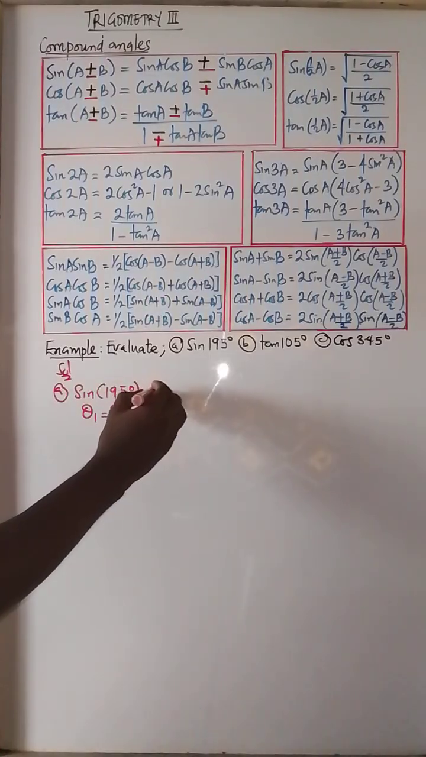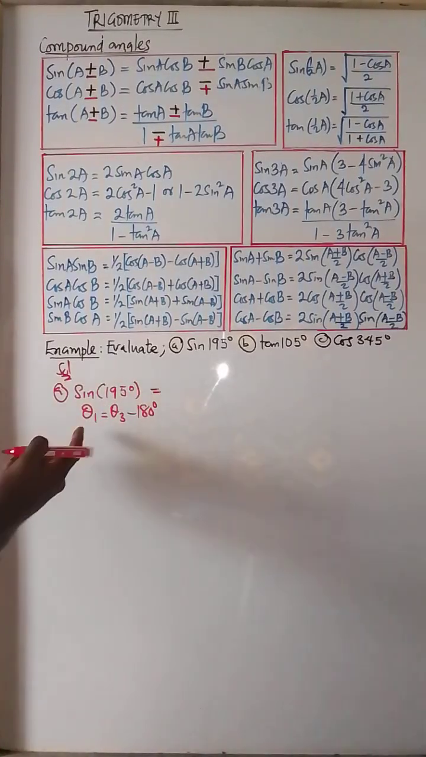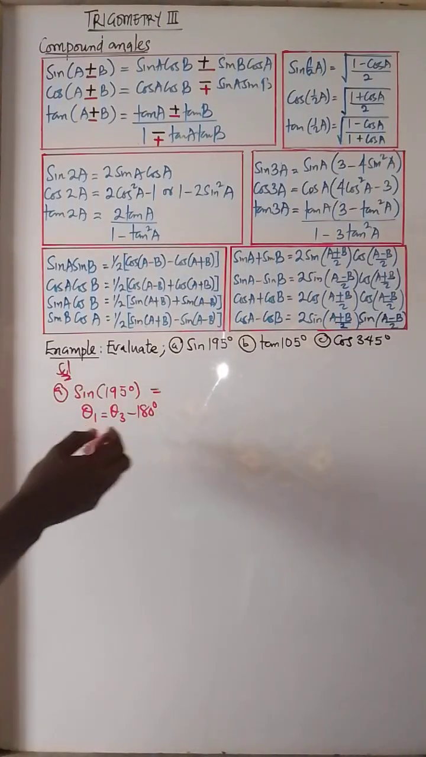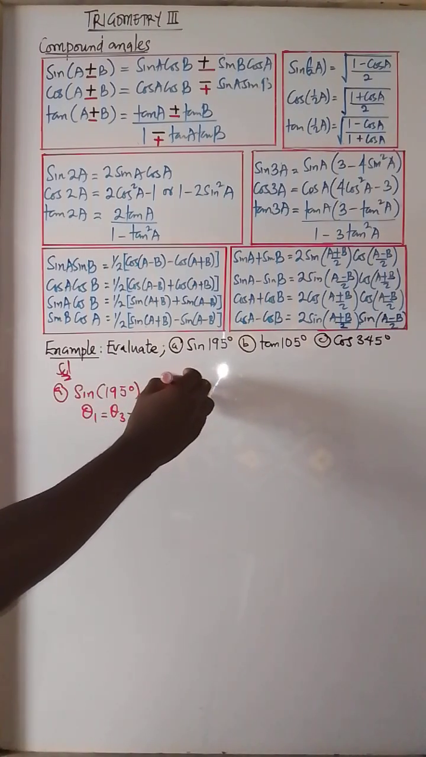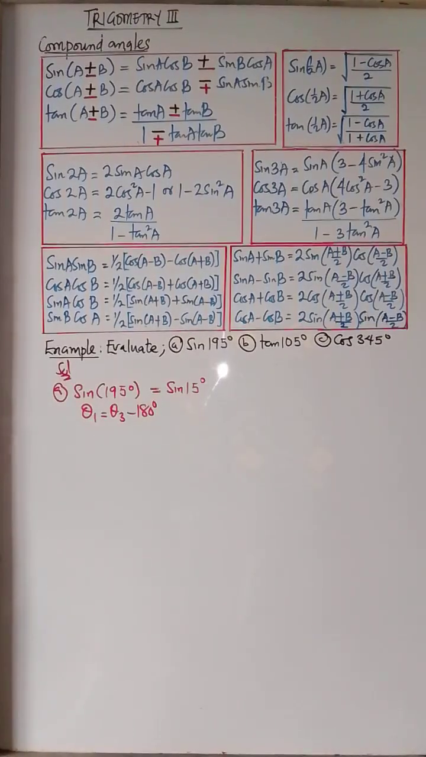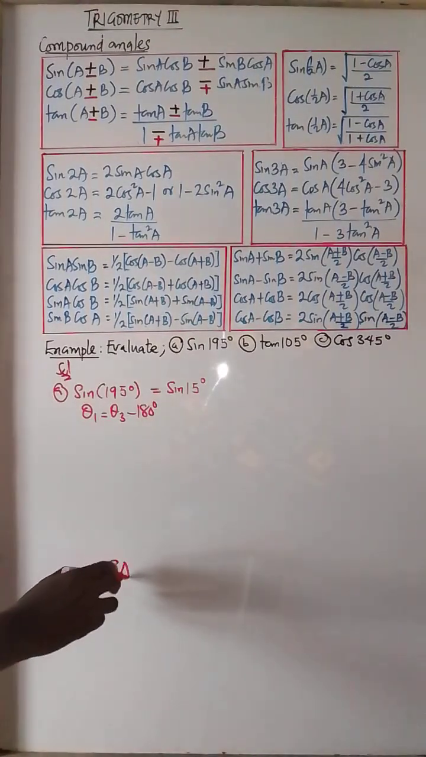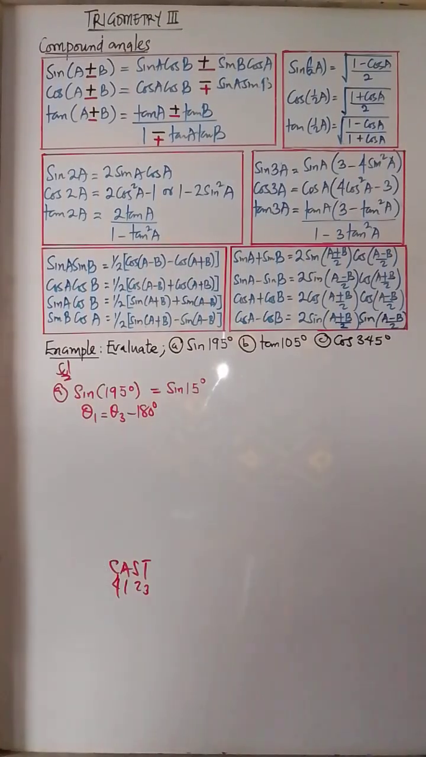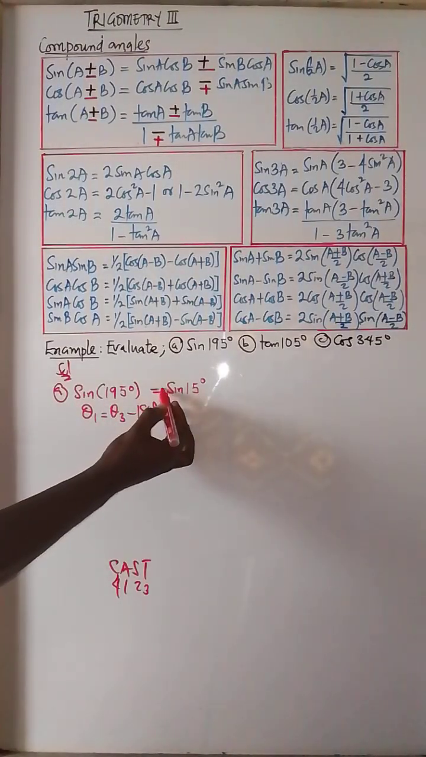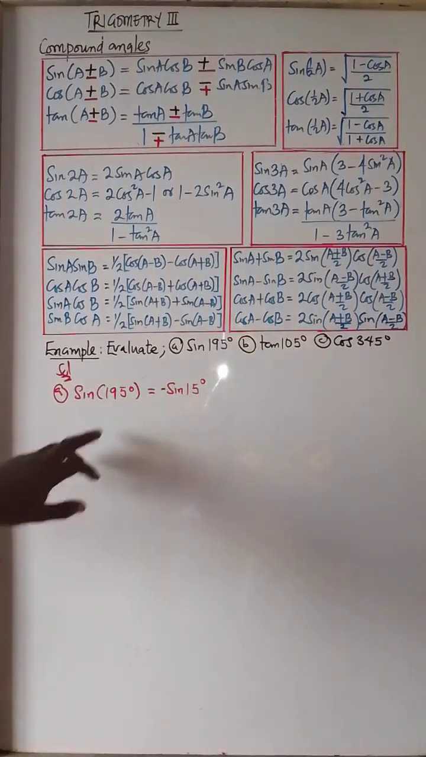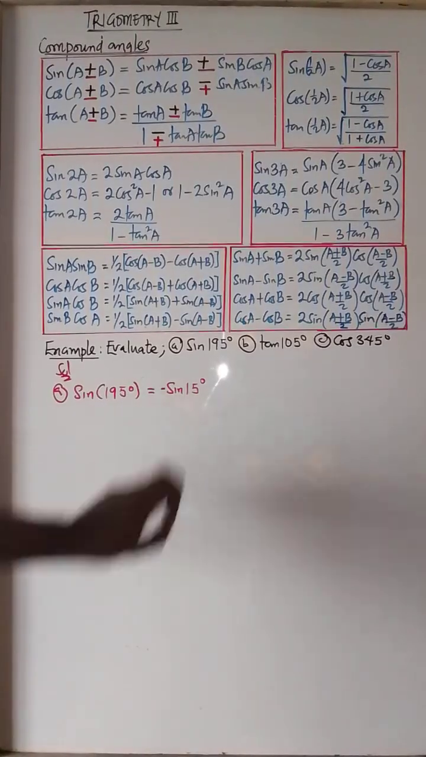So we write this as theta 3, and we want to get theta 1. If we remove 180 from this, we get 15 degrees. But at the third quadrant, what happens? CAST: 4, 1, 2, 3. At the top, tan is positive, so sine will be negative. So sine 195 will be equivalent to minus sine 15. So we use the quadrant to reduce the third quadrant angle to a first quadrant angle.